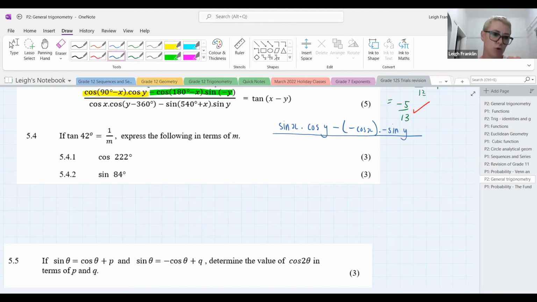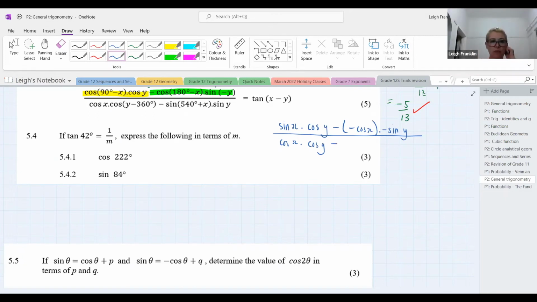Then at the denominator, we've also got two terms. In the denominator, we've got cos x, that's not going to change, so we'll leave it as cos x, times cos(y minus 360). That's going to put us in quadrant 4, so it would reduce to positive cos y, minus, okay, now we've got sine(540 plus x).